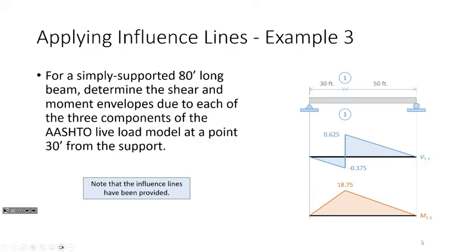So for point B, how am I going to do that? Somebody tell me how I'm going to do that. 0.375 times 26 over 30. There you go. So 0.375 times 26 over 30.